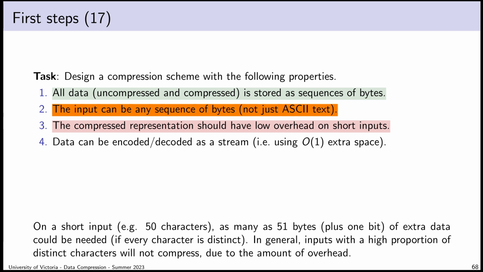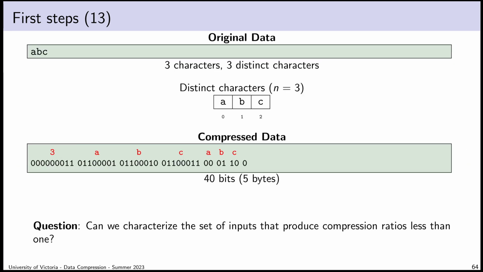if I think about a short input, let's consider maybe 50 characters. If all 50 characters are distinct, that'll be an input that expands. Because if all 50 characters are distinct, I'll have to send over 51 bytes plus 1 bit of overhead in addition to all of the actual data, which again at this point will be expanding because I'll have sent the entire message in the overhead, as we saw a few slides ago, as we saw in this example.